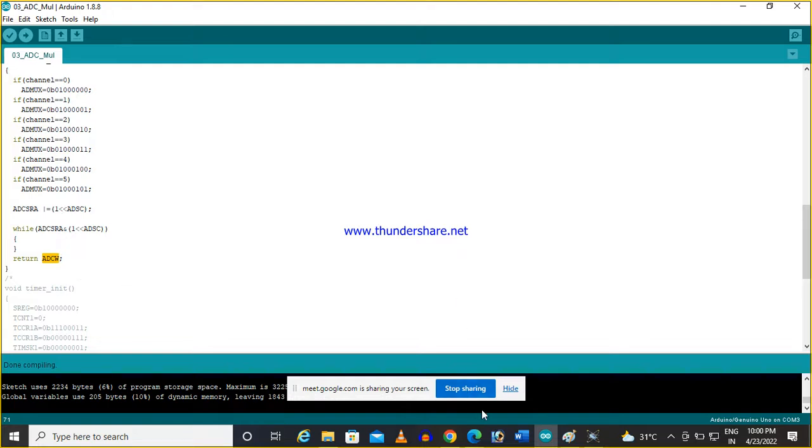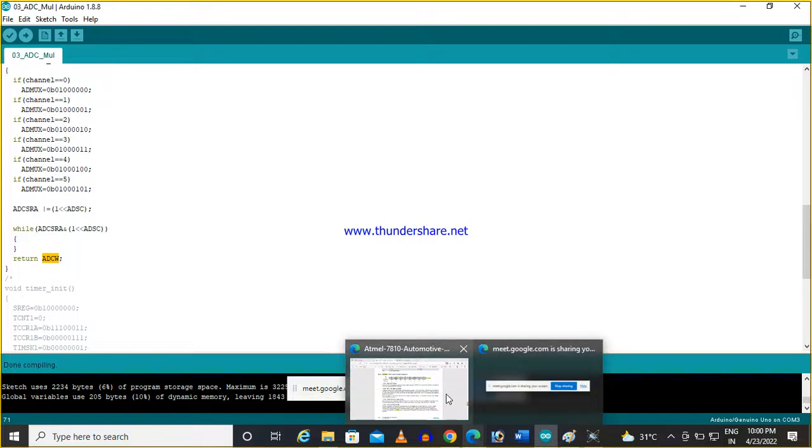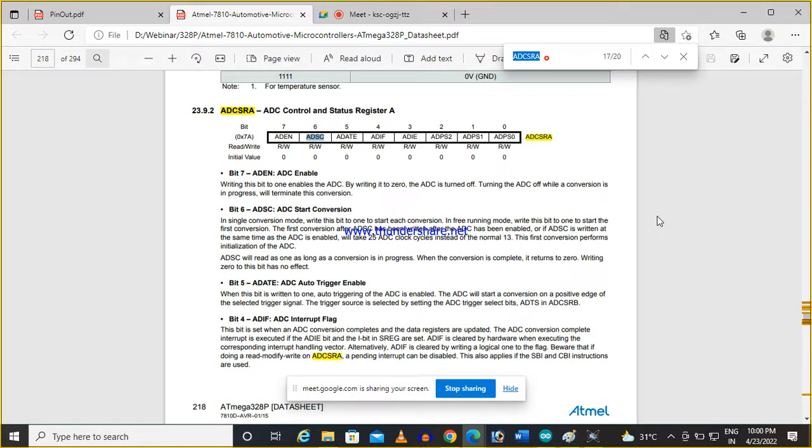So the ADC word register, if you see here, as it is 8 bit, there are two registers, ADCH and ADCL, ADC word.